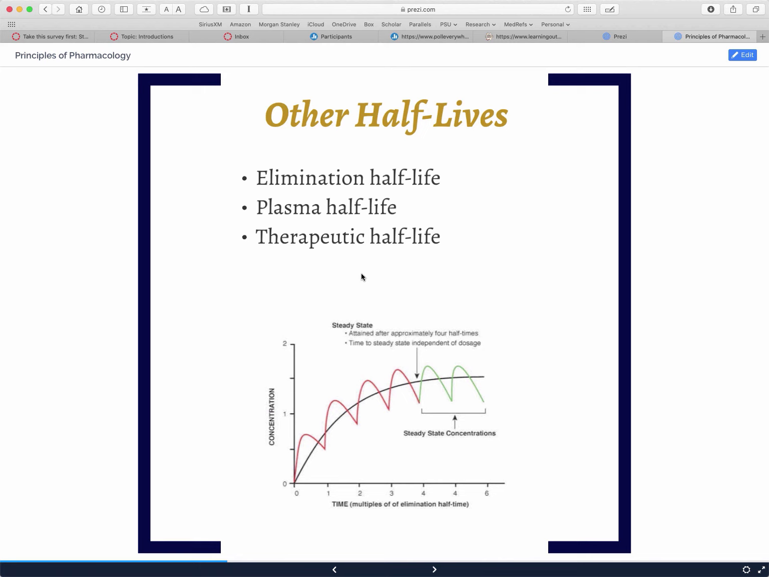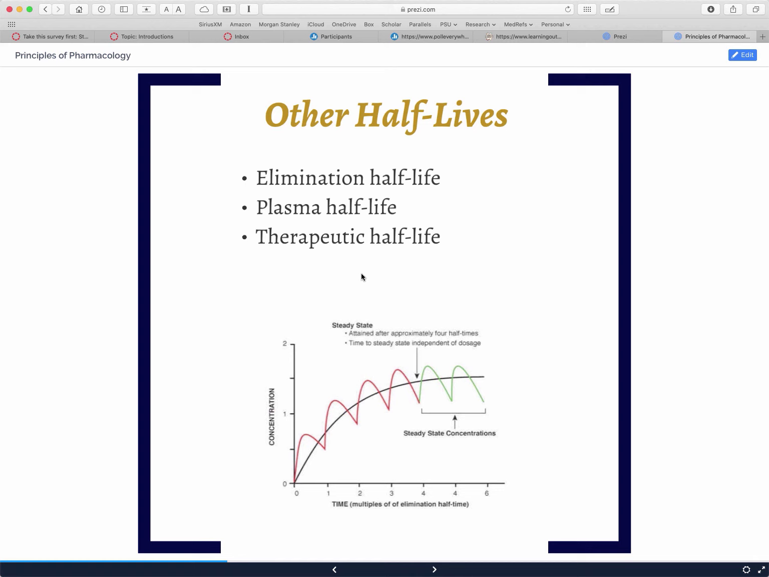Okay, so the half-life is the time that it takes for half of whatever we're talking about to happen. Elimination half-life is how long does it take for half of that drug to be eliminated from the body. The plasma half-life is how long does it take for half of that drug to leave the plasma in the body. And it may go somewhere else. It may be eliminated. It may be absorbed into other tissue in the body. The liver may soak it up, or it may go into the muscle or what have you.